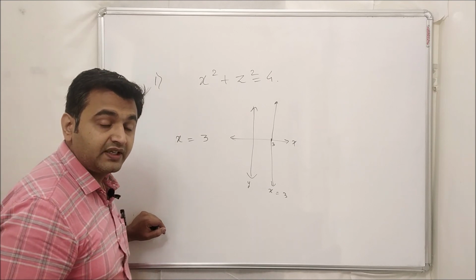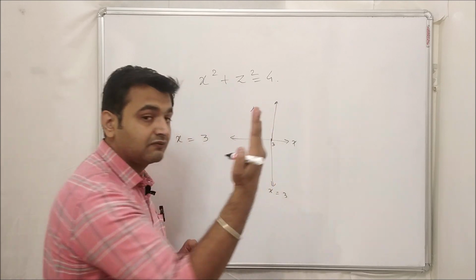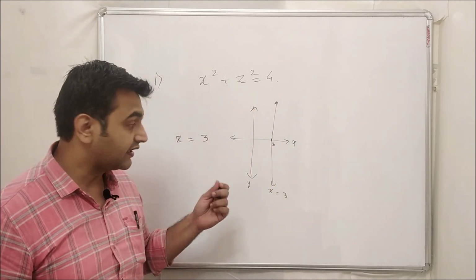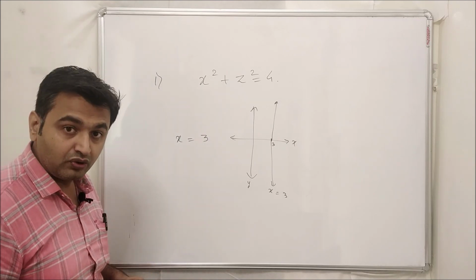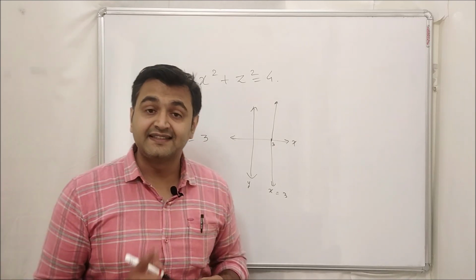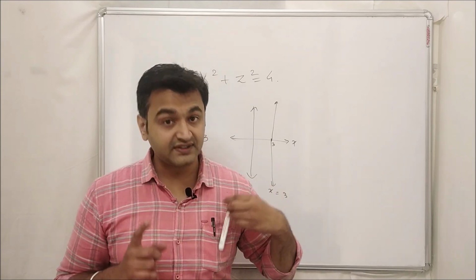What is x equal to 3 in R3? It's a plane, because now your z will also vary. So x equal to 3 is a plane in R3. Similarly, when I say x square plus z square equal to 4, you draw a circle in the xz plane and then simply pull the circle and you get a rod or a cylinder.